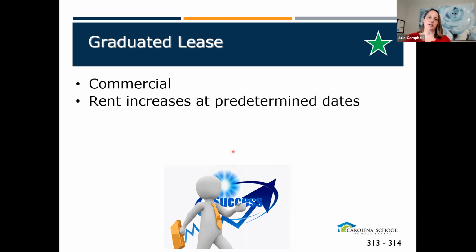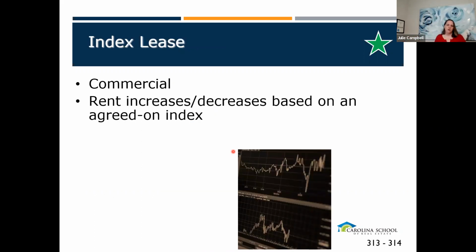Another type of commercial lease is called an index lease. Again, multiple years. And the rent is going to increase or decrease based on some agreed upon index. So for example, we could allow increases and decreases based on the government's cost of living index. When the government's cost of living index goes up, your rent goes up. When it goes down, your rent goes down. Multiple years. Rent adjusts throughout the term based on some agreed upon index.